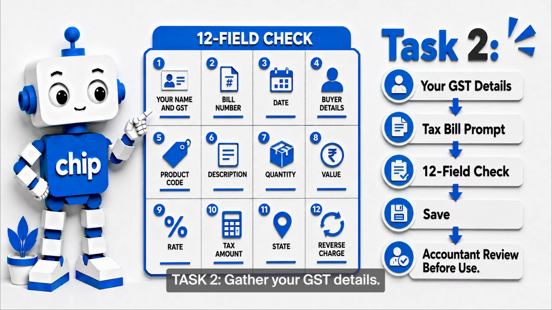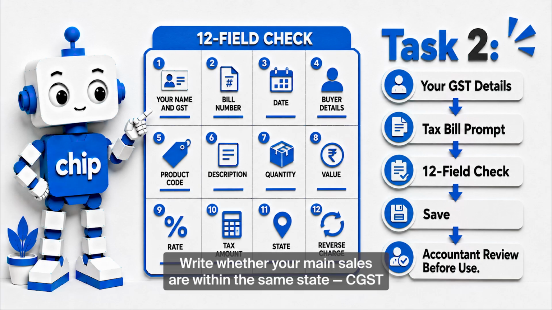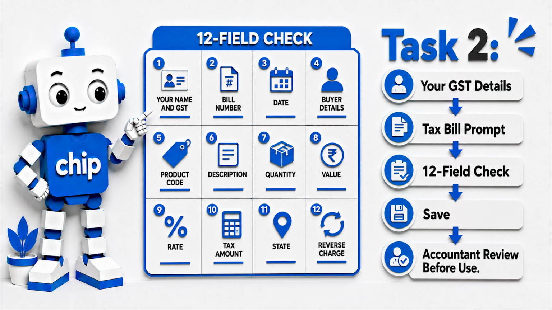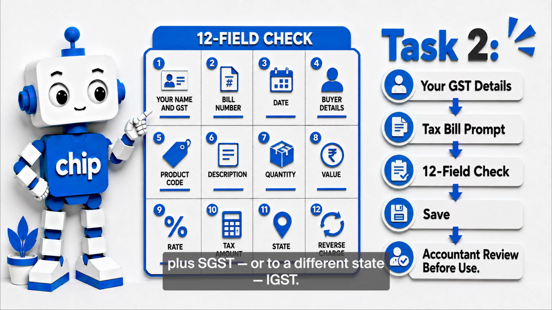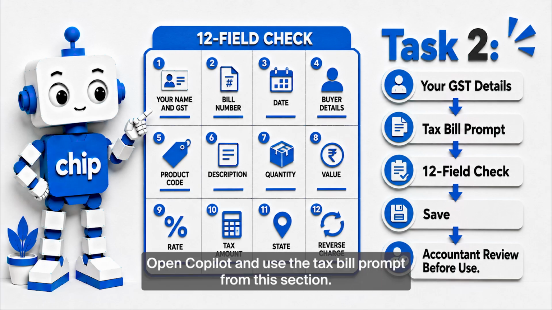Task 2. Gather your GST details. Write your GST number, your main product name and HSN code, and the applicable tax rate. Write whether your main sales are within the same state, CGST plus SGST, or to a different state, IGST. Open Copilot and use the tax bill prompt from this section. Adapt the prompt with your real business details.